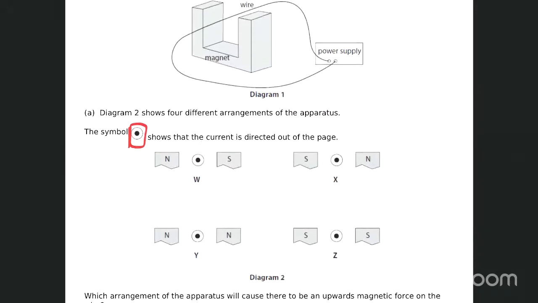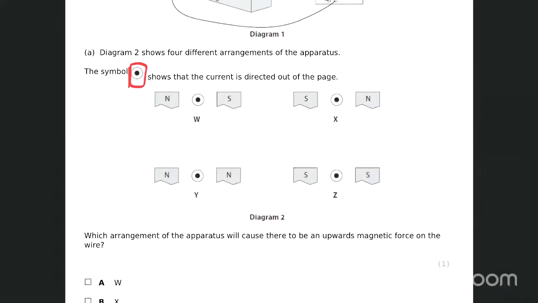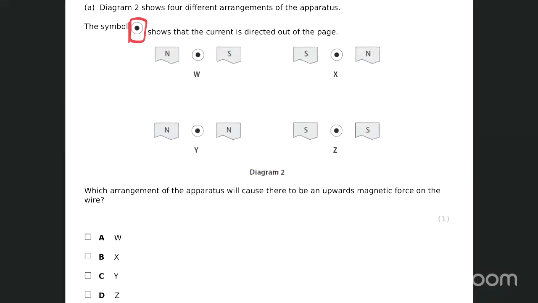Now, there are four arrangements given. Which arrangement of the apparatus will cause there to be an upward magnetic force on the wire?